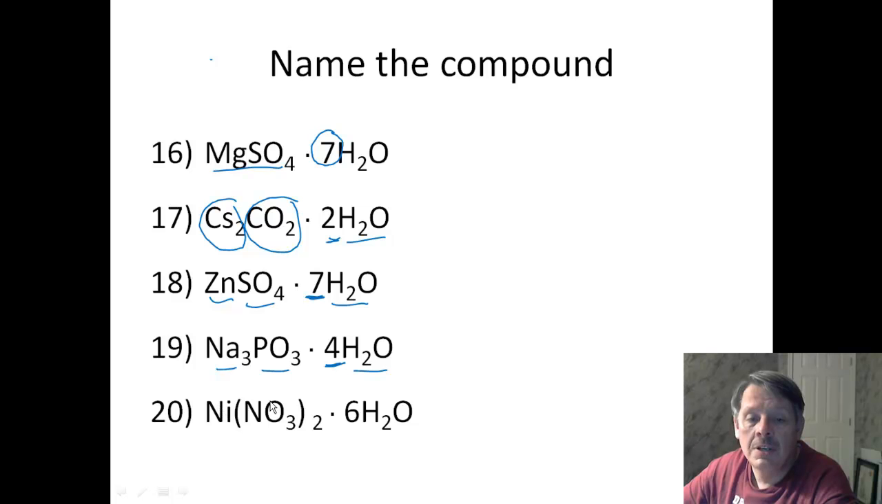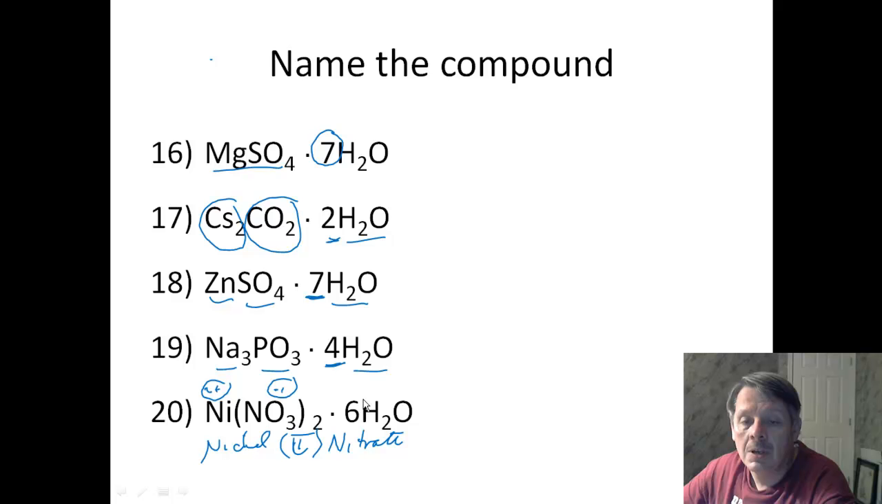And finally, nickel nitrate. Which nickel is it? Well, NO3 has a -1 charge, and this has a 2 plus charge. If I do my crisscross backwards, does nitrate take on a -1? It does. So this is going to be nickel 2 nitrate. And the 6 means hexahydrate.